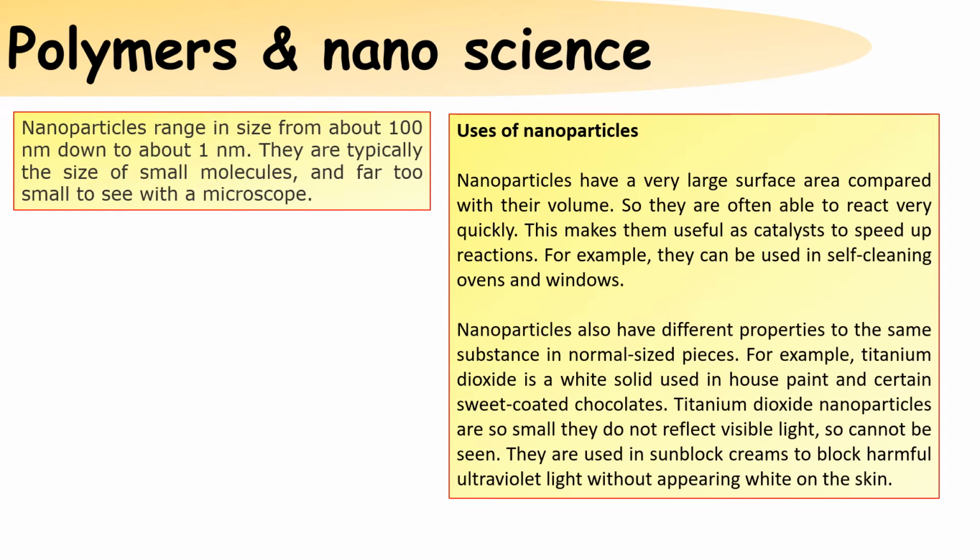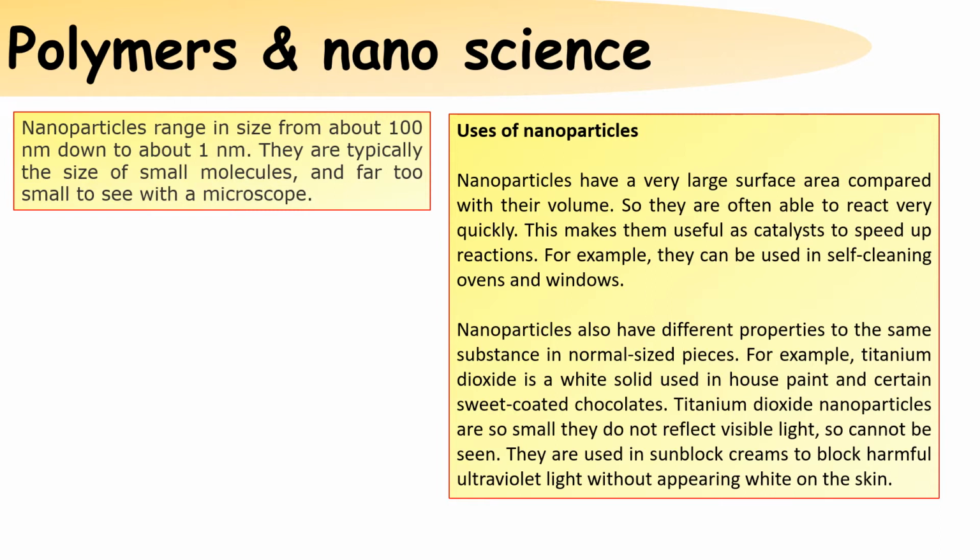Nanoparticles have many uses. They have a large surface area compared with their volume, so they are often able to react very quickly. This makes them a useful catalyst to speed up reactions. For example, titanium oxide nanoparticles can be used to coat windows and cause dirt on the windows to break down.